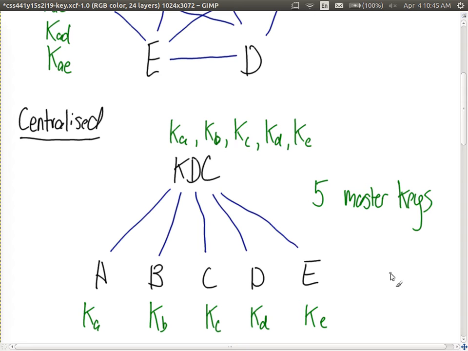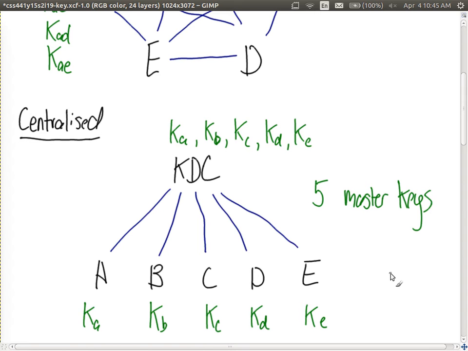If we have 1,000 users with the KDC, we have 1,000 master keys. But with decentralized, we'll have 1,000 times 999 divided by 2, about half a million master keys. So this is where the advantage of the centralized approach comes in. We have far fewer master keys that need to be manually exchanged.